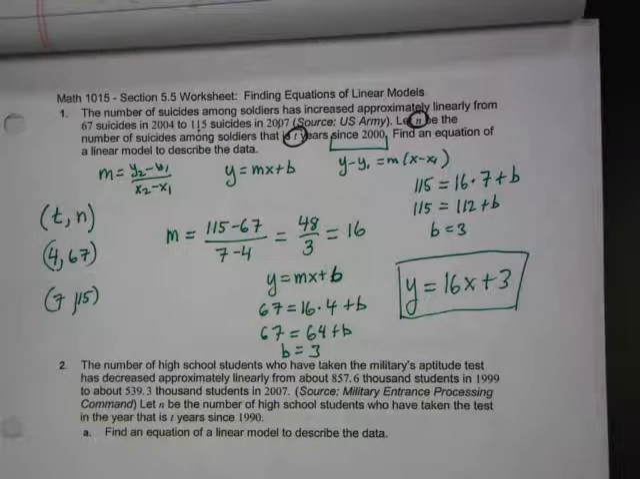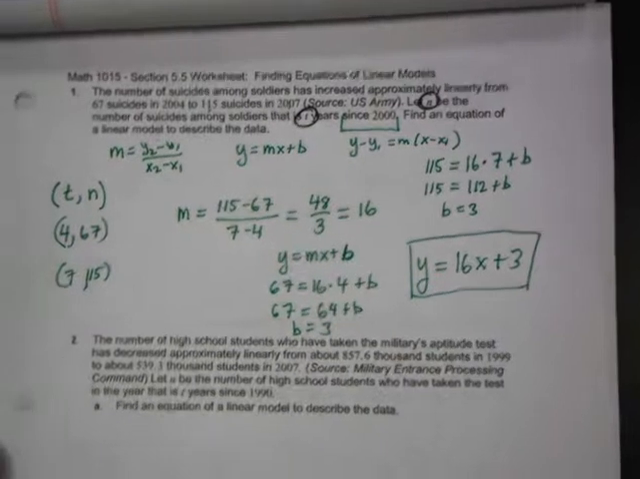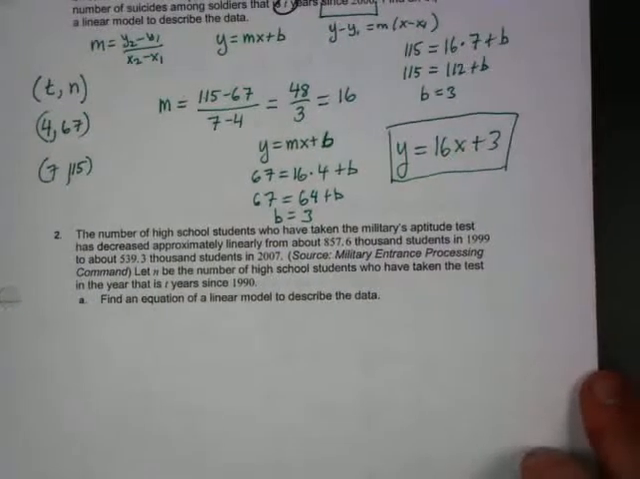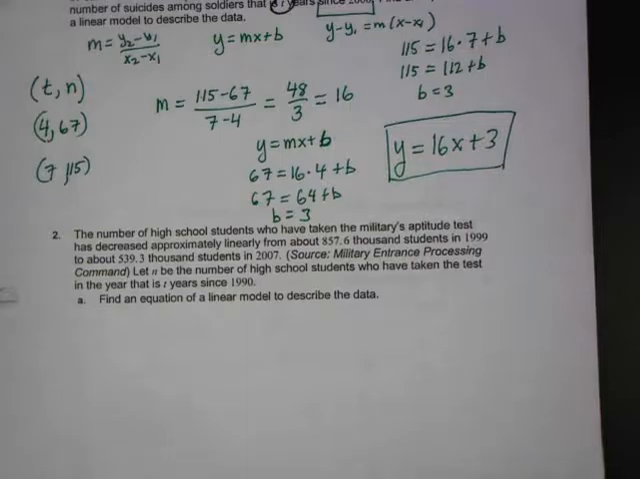Questions on that? All right, let's try number 2. The number of high school students who have taken the military's aptitude test has decreased approximately linearly from 857.6 thousand students in 1999 to about 539.3 thousand students in 2007. Let n be the number of high school students who have taken the test, that is t years since 1990. And then part A, find a linear model.